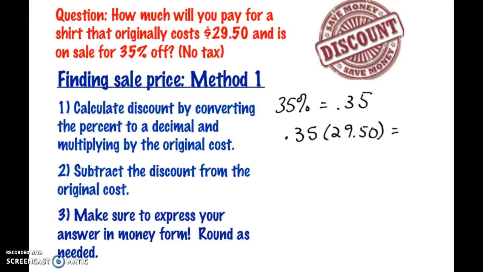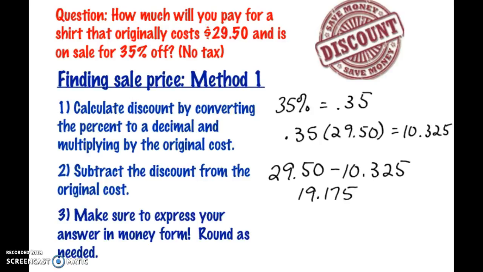When I do that, I get 10.325. So that's how much discount I get, $10.32 off. Now I'm going to subtract. So I've got my original cost of $29.50. I'm going to subtract 10.325. And I get 19.175. And again, I'm going to round my money as needed. This is going to end up costing $19.18.